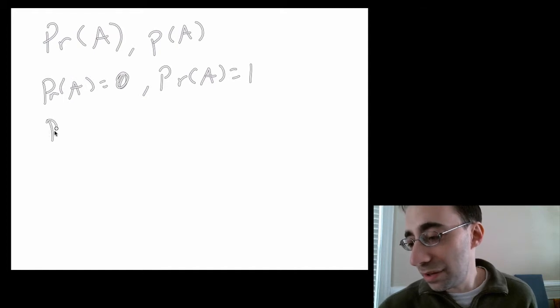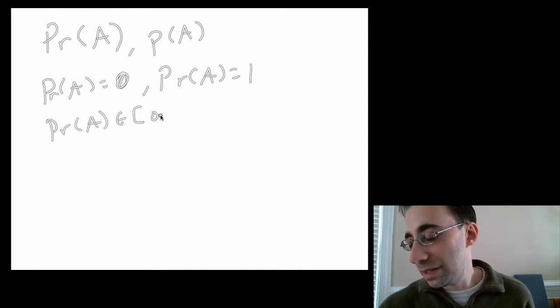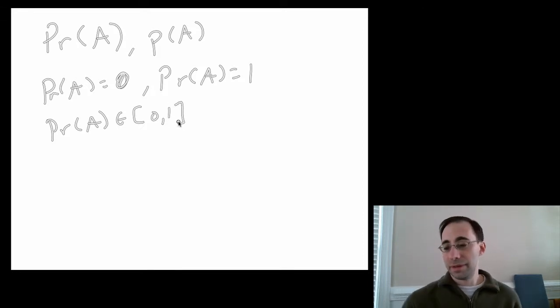Okay, so we put it together and say the probability of A is contained in the set, is somewhere in the set 0 and 1. Right. It's an element of the set between 0 and 1. Okay.